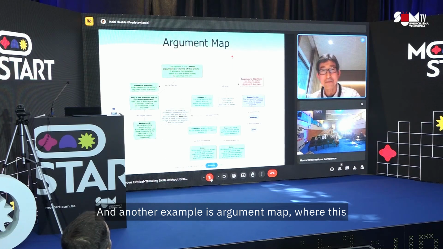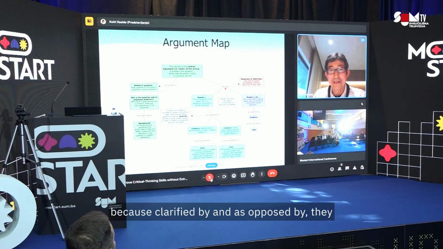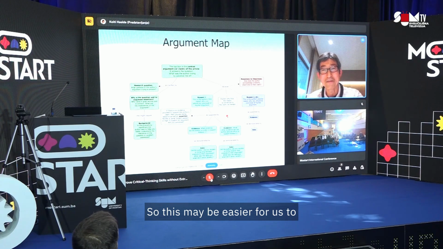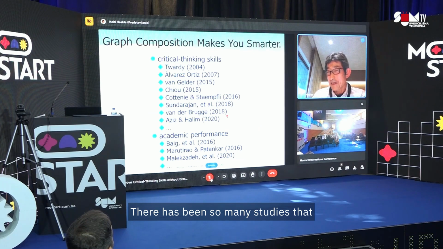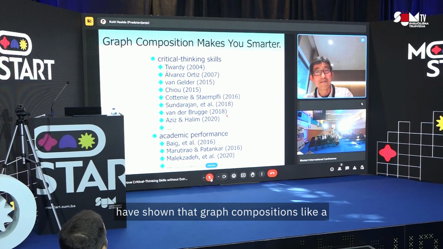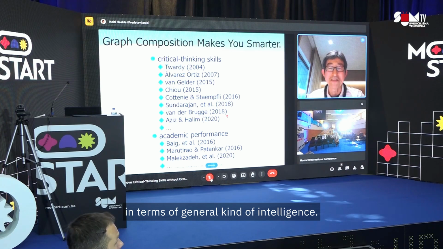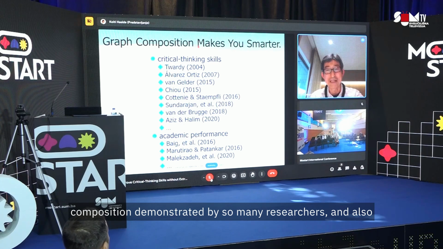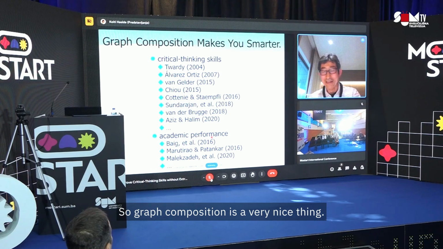And another example is argument map, where this is quite similar to concept map, but the difference is the labels of the links, like because and as clarified by and as supposed by, they are chosen from some predefined set of relations. So this may be easier for us to compose than concept map, but they are similar. Okay, there have been so many studies that have shown that graph compositions like concept mapping or argument mapping make you smarter in terms of general kind of intelligence. So for instance, critical thinking skills raised by graph composition demonstrated by so many researchers, and also academic performances improve as well, right? So graph composition is a very nice thing.